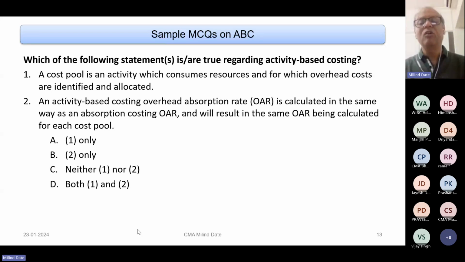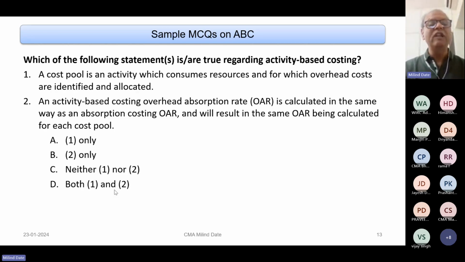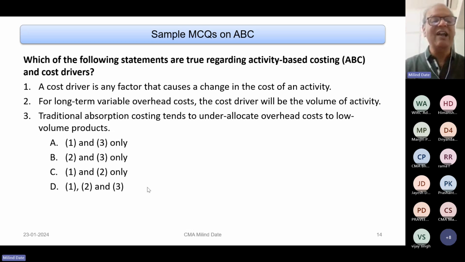Here's one more question on ABC. Which of the following statements are true regarding activity-based costing and cost drivers? So the earlier question asked you the correctness only regarding activity-based costing. Now it is asking you regarding activity-based costing and cost driver. So it has to be true for both. Otherwise, you will have to take it as incorrect.